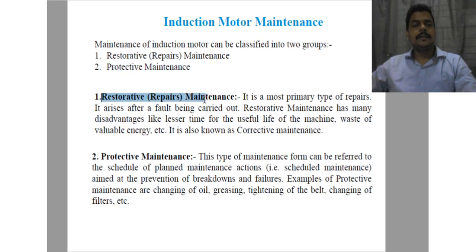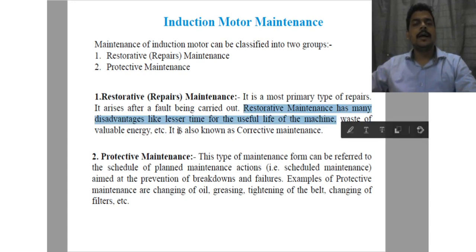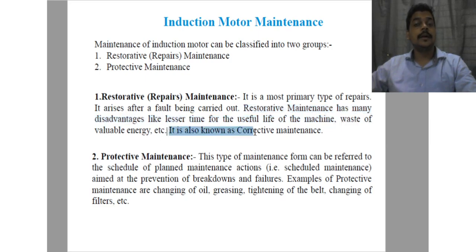Restorative maintenance is the most important or primary type of repair. It arises after a fault has occurred. Restorative maintenance has many disadvantages, like a shorter useful life of the machine, waste of valuable energy, etc., and it is also known as corrective maintenance. So restorative means corrective maintenance only.